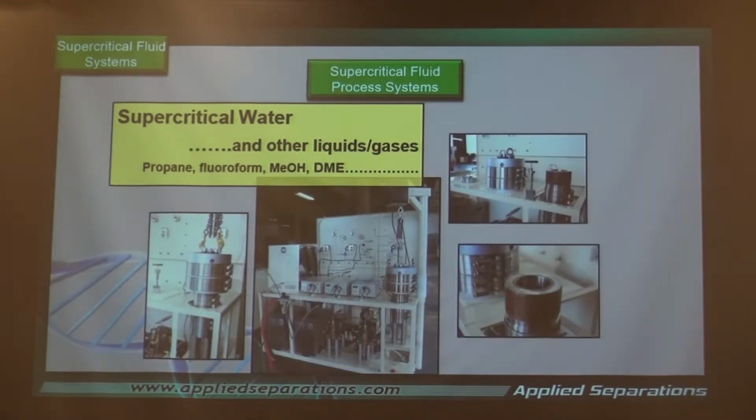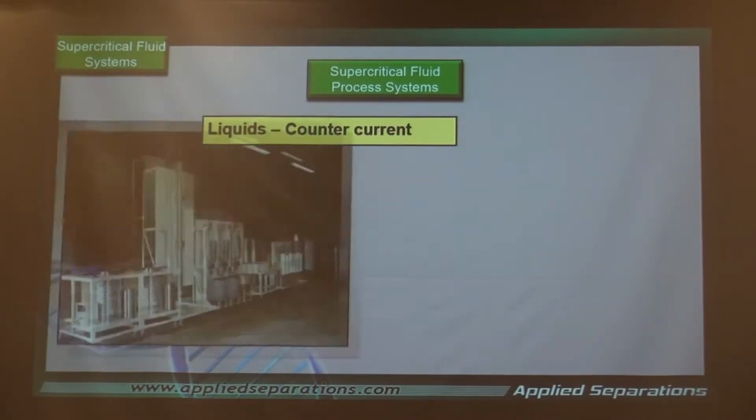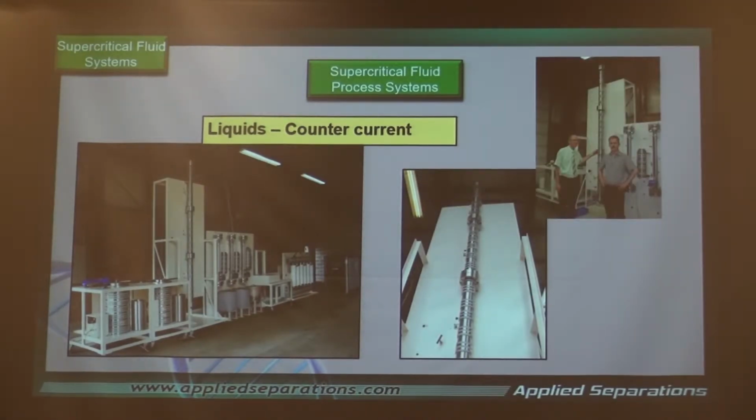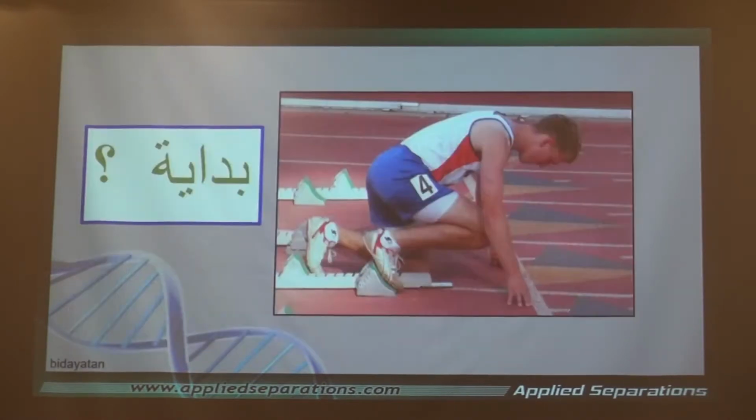You can make anything supercritical. We do a lot of work, mostly in supercritical carbon dioxide, but water can be made supercritical. We can deal with supercritical propane, supercritical DME, dimethyl ether, fluoroforms, methanol, all of these can be made supercritical. We just have to pick the right conditions. Now, safety considerations are very important, obviously. When you have supercritical propane, it's not a good idea to smoke in the environment. I'll talk about this a little bit more. Liquid countercurrent. So you can extract liquids with supercritical carbon dioxide as well.